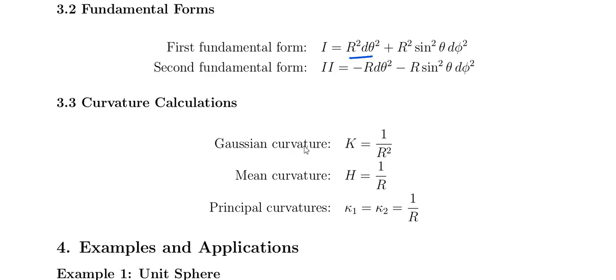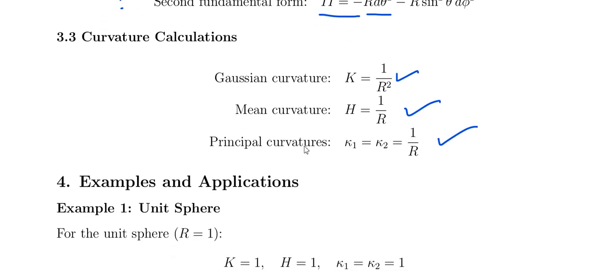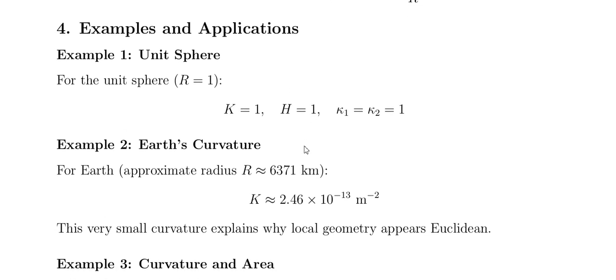So that is r square d theta square plus r square sin square theta d phi square, and the second fundamental form is minus r d theta square minus r sin square theta d phi square. And the later fundamental forms, this is very important. For curvature, the Gaussian curvature is 1 by r square, the mean curvature is 1 by r, and the principal curvatures kappa 1 and kappa 2 equal 1 by r, for a unit sphere.